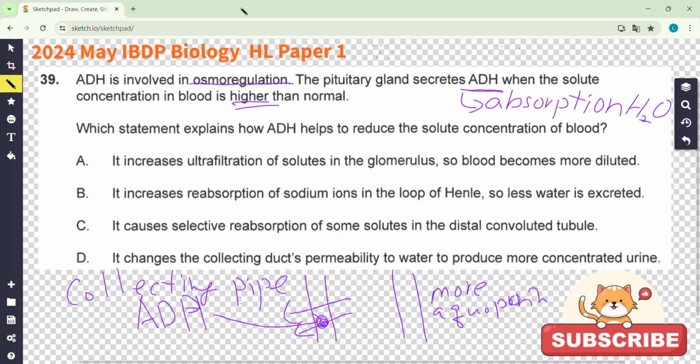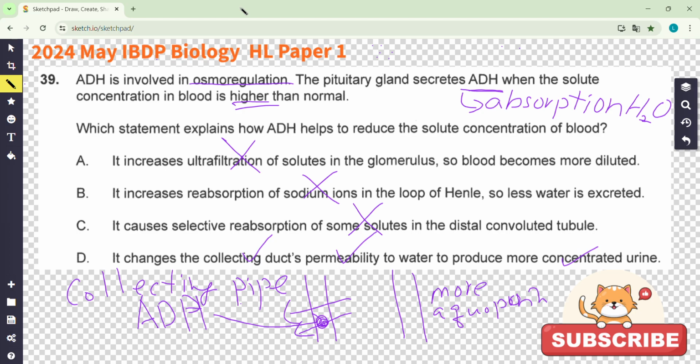So what's the answer? Yes, the answer is D, okay? Not ultrafiltration, not reabsorption of sodium ions, so not reabsorption of solutes. No. It's a reabsorption, absorption of more water, okay? So it's the collecting duct changing its permeability, actually increasing, okay? And then they can collect more water out, so more concentrated urine, okay? So the answer is D.